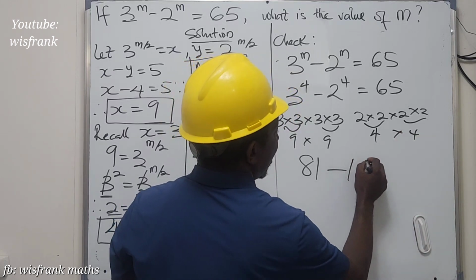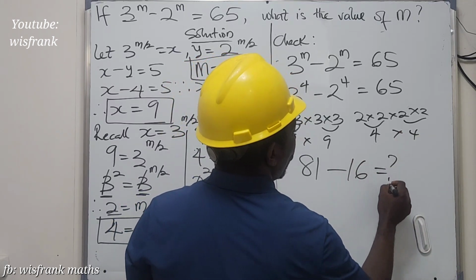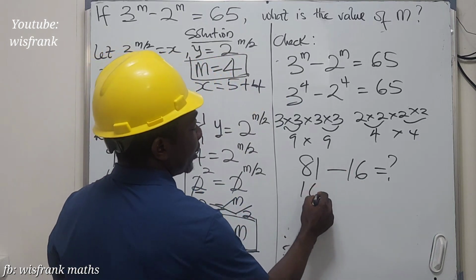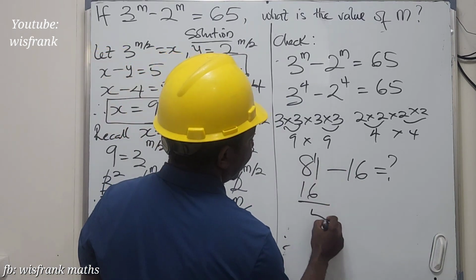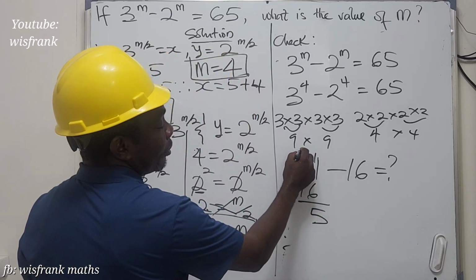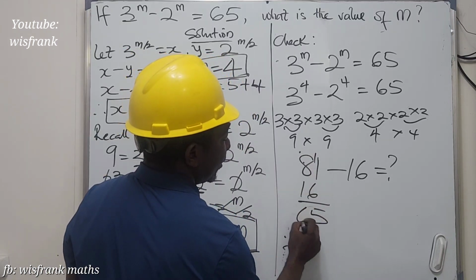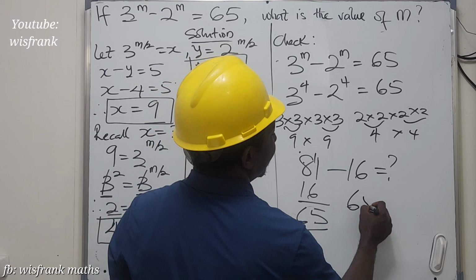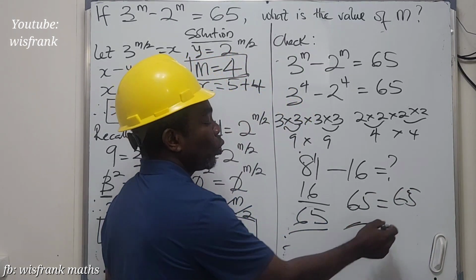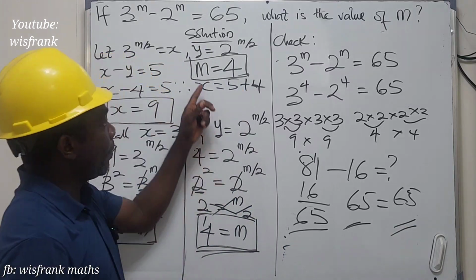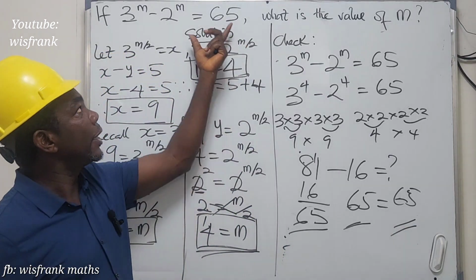So we have 81 minus 16 equals what? 81 minus 16 gives 65. So 65 is equal to 65. What we have on the left hand side is what we have on the right hand side. Therefore, m equals 4 satisfies this equation.